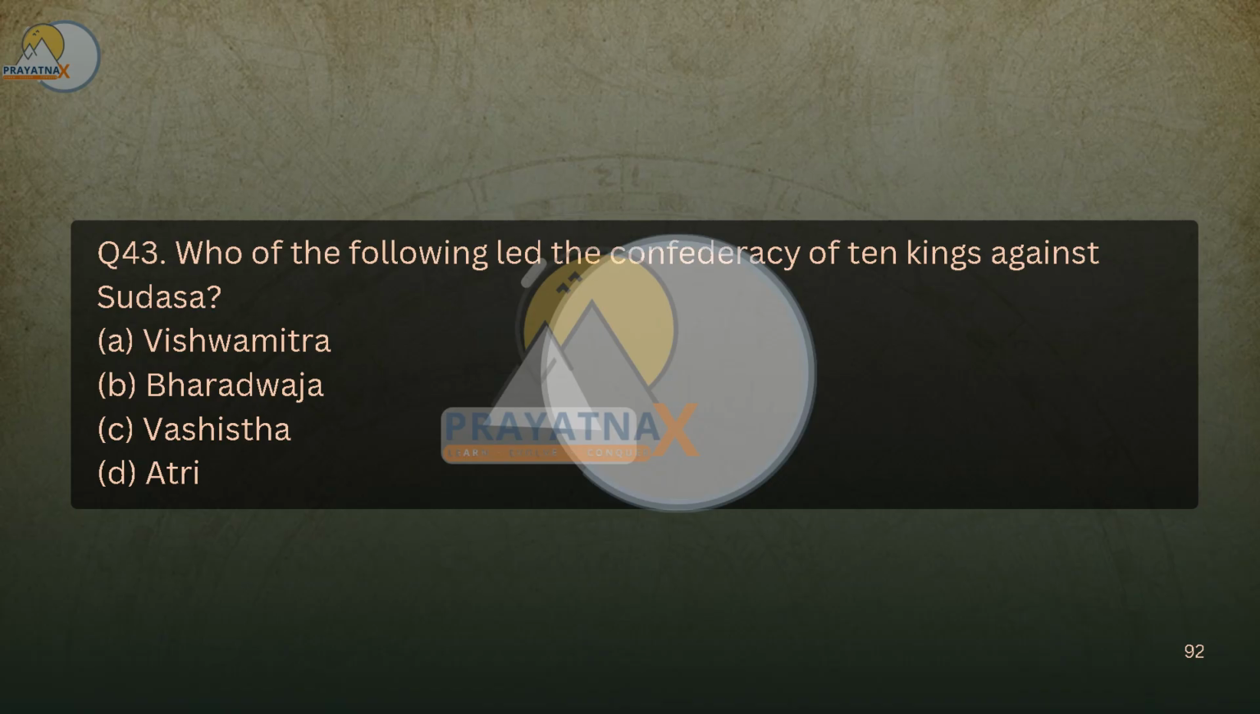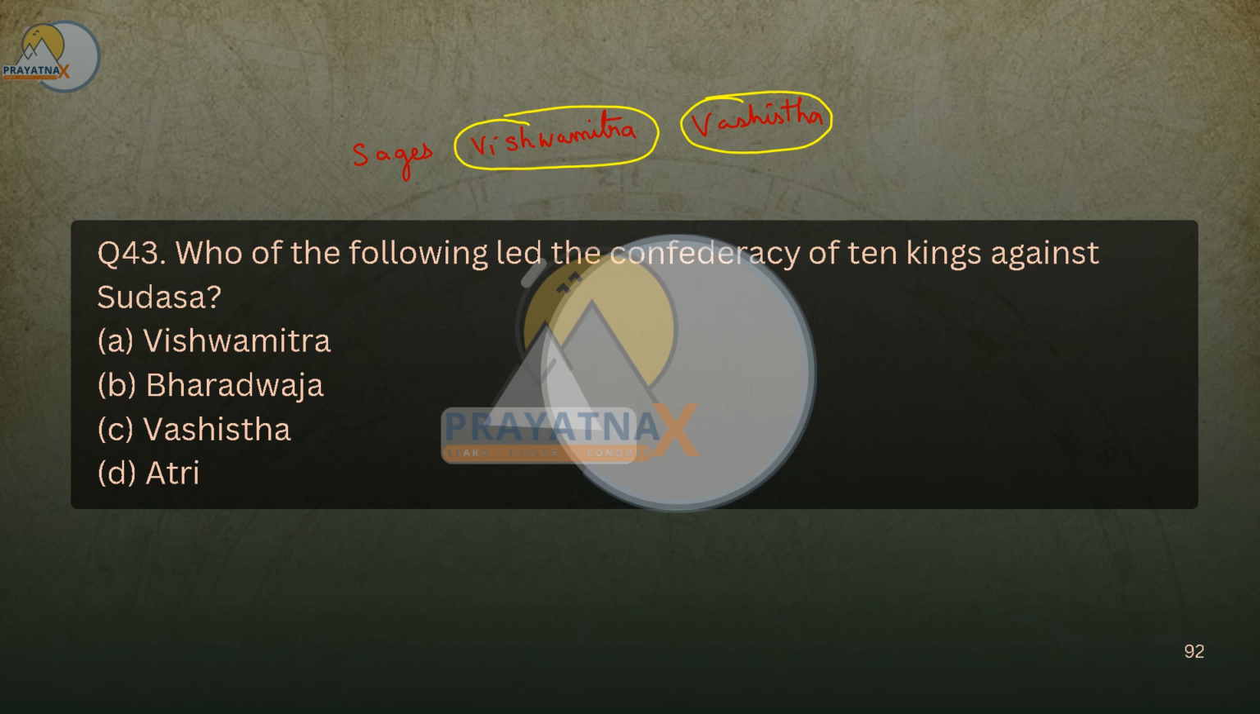Who of the following led the confederacy of the 10 kings against Sudas? We have come across this question many times. This particular war, the Dasarajna War, was fought due to conflict between Vishwamitra and Vasishta. These were the sages involved in the war.